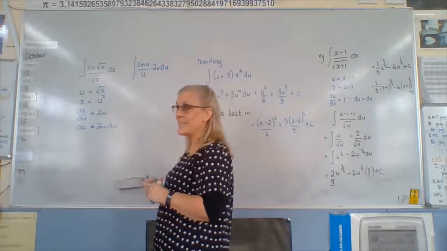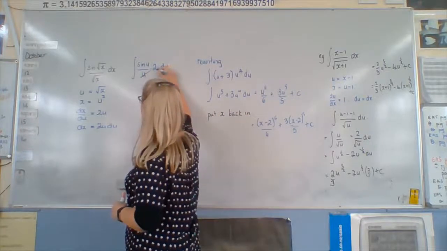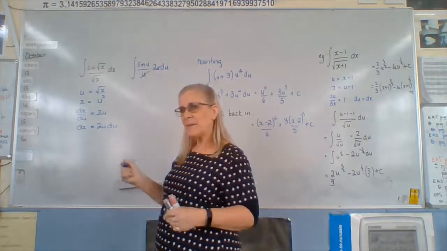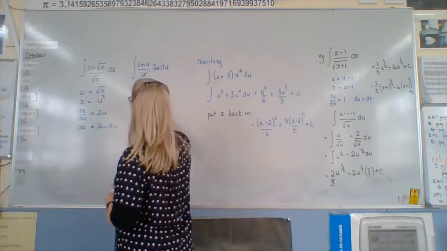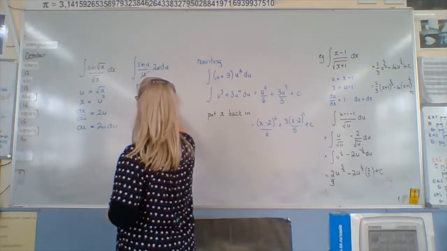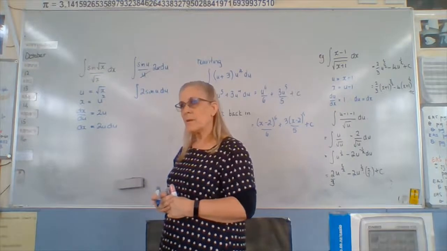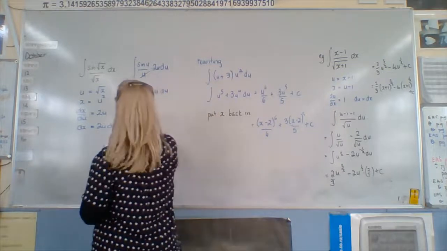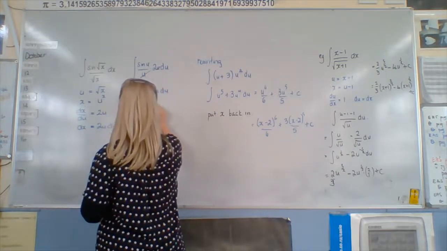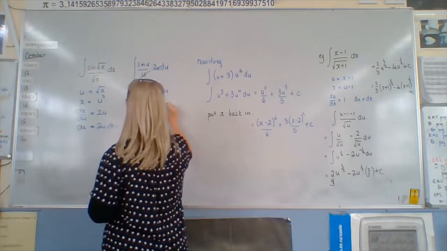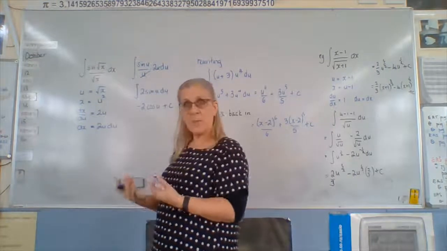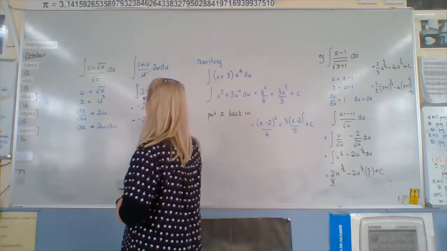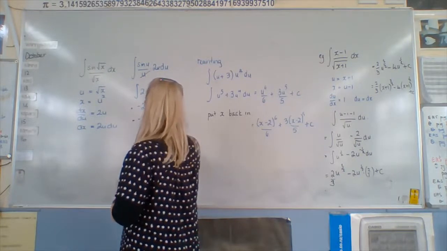Now what's really nice about this is they just cancelled. So actually it's just 2 sine u du. So if we integrate sine, what do we get? Negative cos. So we've got negative 2 cos u plus c. Substitute back in again. So our answer is negative 2 cos square root of x plus c.